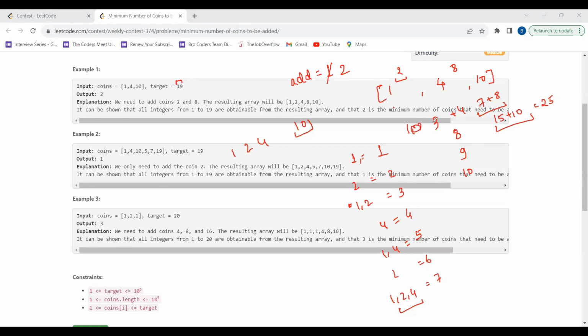Now, if you want to see the deductions, if you are curious, we can reach 25 by adding 10 plus 8 plus 4 plus 2 plus 1. We can reach 24 by just reducing 1 from here.